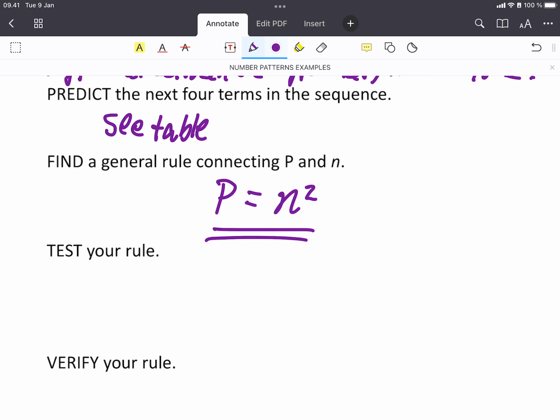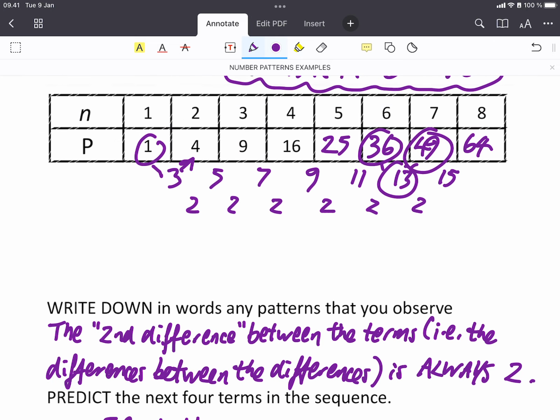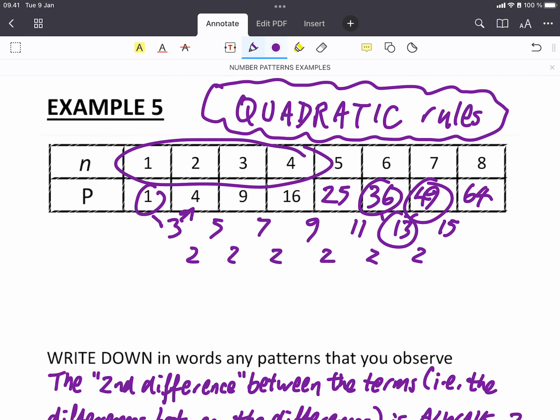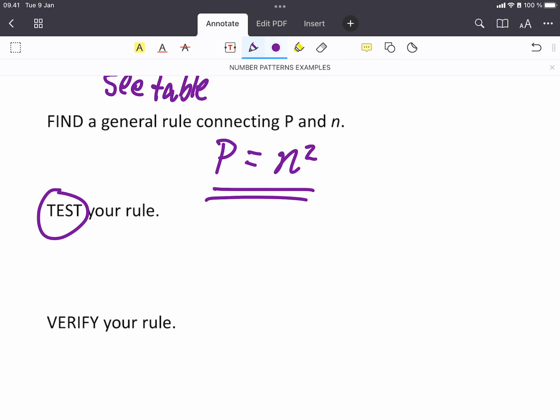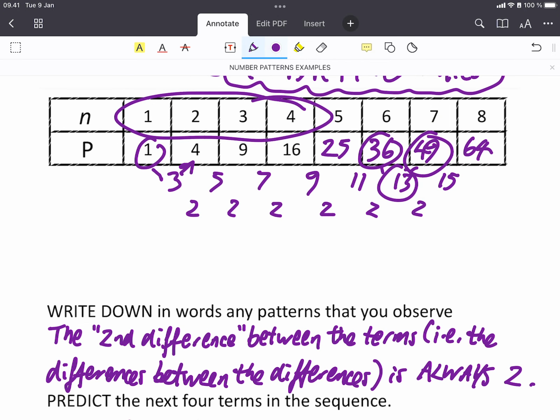Test your rule. So remember, testing and verifying is making sure that your rule works. When they ask you to test, they are asking you to check it for the numbers that are already in the table where they gave you both ones. And when they ask you to verify it, they're asking you to make sure that it still works for the higher values where you filled in some of the table.